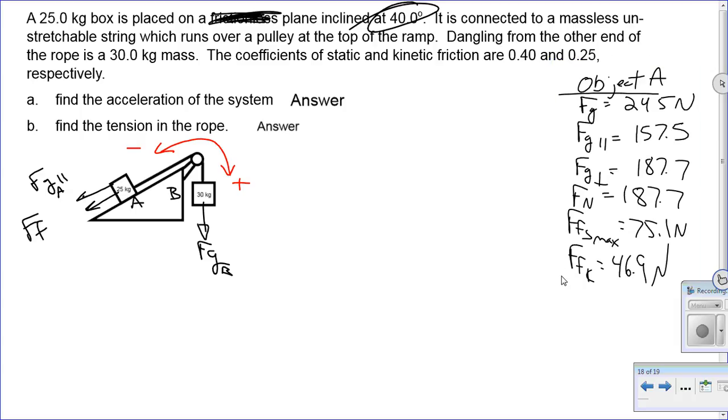No, because there's only two forces on object B, just gravity and tension. So the only reason I did this was just because there's a lot going on with object A.